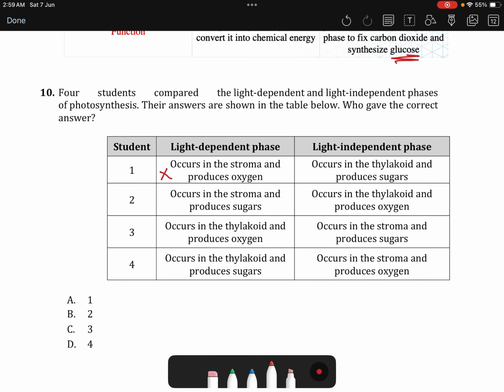Occurs in the stroma? No. Light-dependent occurs in the stroma? No. So see, this is easy for me. I'm reading only one side. Occurs in the thylakoid and produces oxygen? Yes. Occurs in the thylakoid and produces sugar? No. This is for the Calvin cycle, so it's written opposite. So 3 is the answer.